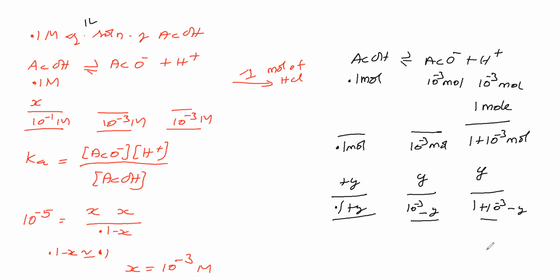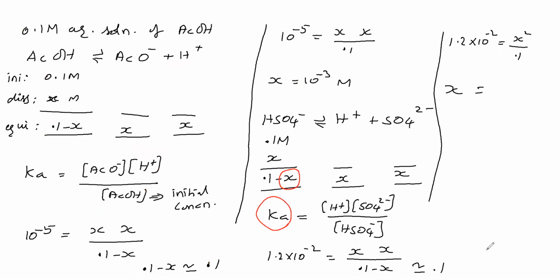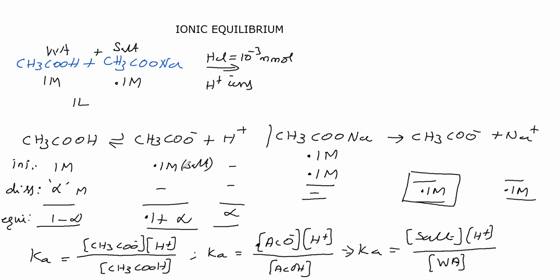Now we will go back to this buffer solution. We have taken this acetic acid solution, 1 molar, and a sodium acetate solution. Both we have mixed. Now in the buffer solution, concentration of acetic acid is 1 molar, concentration of salt is 0.1 molar, and volume of solution is 1 liter.